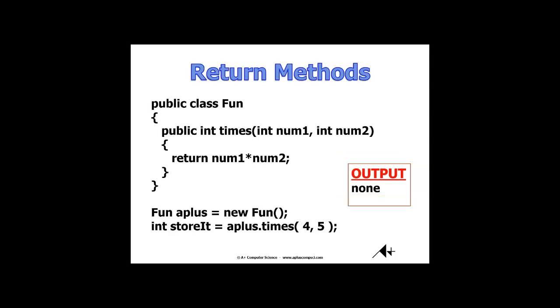In this example, we're doing the same thing, except rather than printing out the result of the return, we're storing it in a variable. So at this point, there would be no output. We'd have to say System.out.println(store) in order for us to see the result of making those calls.